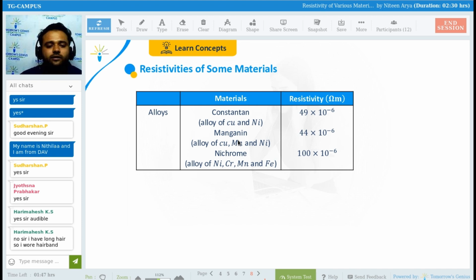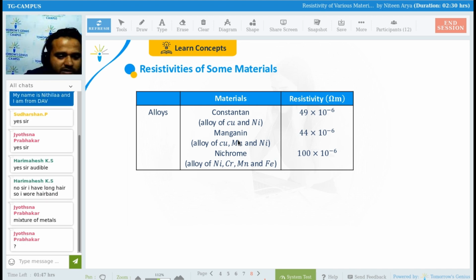What do you understand from alloy? Homogeneous mixture of metals. Mixture of metals. Yes, mixture of metals and non-metals. There is non-metal in this. Copper, nickel. I don't think so. Okay. Nickel, chromium, manganese. One thing you are missing everywhere, every particular student, Kritika, Josna, Harimahesh.